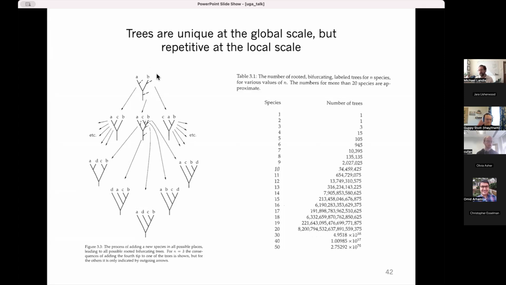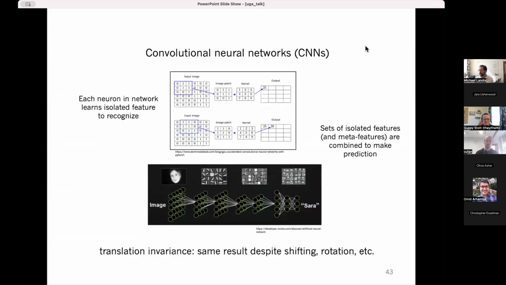At the same time, trees are inherently recursive objects, which means that you should be able to pull out these repetitive patterns within trees, which can help you form bases of comparisons between them. Now, I'm bringing this up because this issue of how do you compare trees and the uniqueness of each tree is related in many ways to image processing.